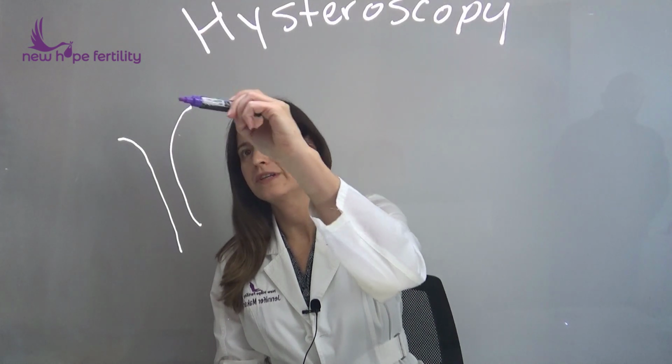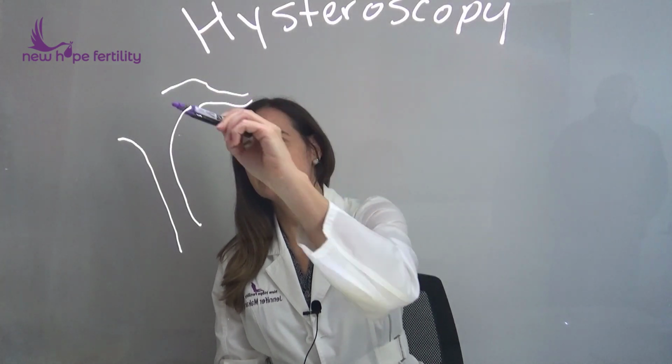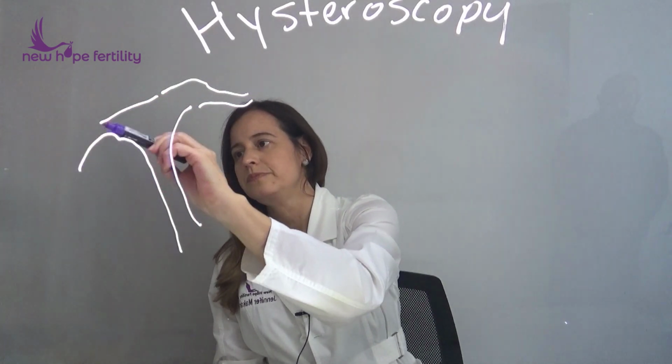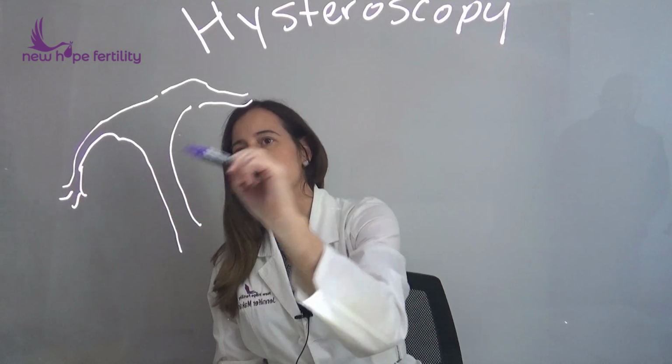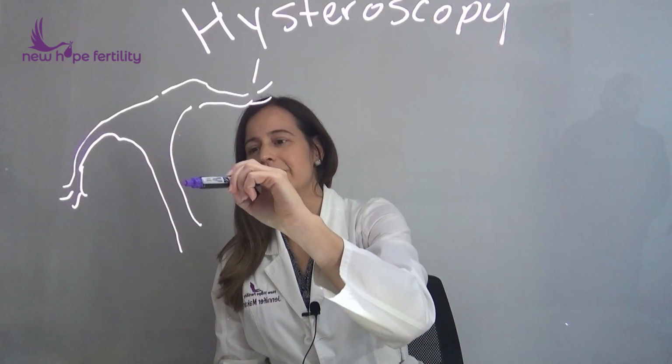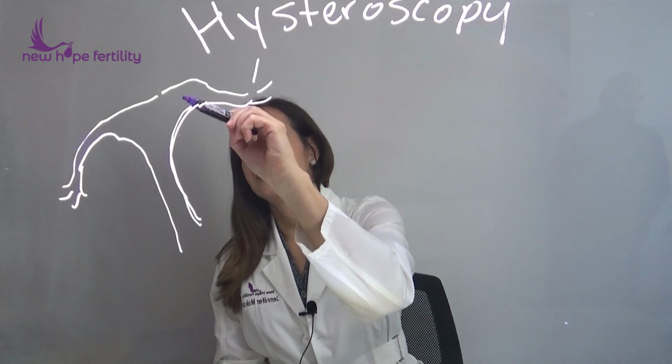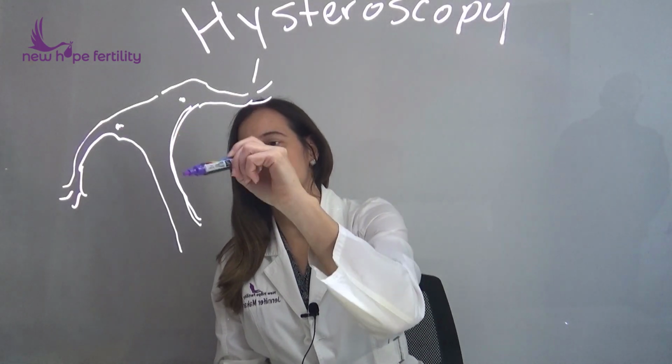So if this is the uterus here, the fallopian tubes. These are your fallopian tubes. And this is the uterine cavity here. And then there's little openings here to the fallopian tubes.